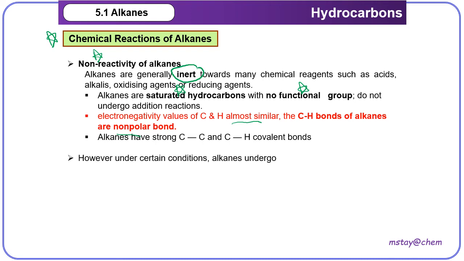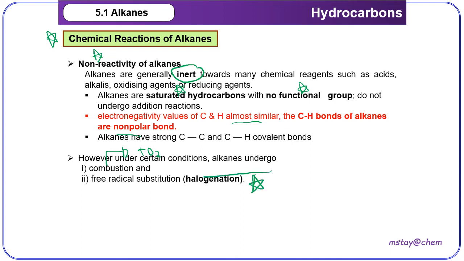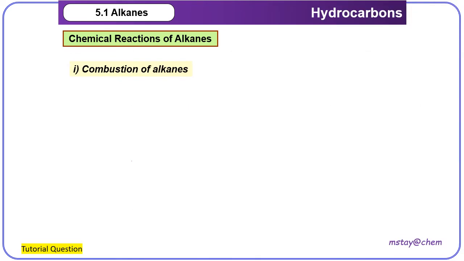However, they still undergo a few chemical reactions. First is combustion, which in bahasa is pembakaran, and oxygen is needed. The second is free radical substitution, halogenation, where maybe this one is the new part for you, which we will carry out continuing in the next video. Okay, now let's continue with the combustion of alkanes.